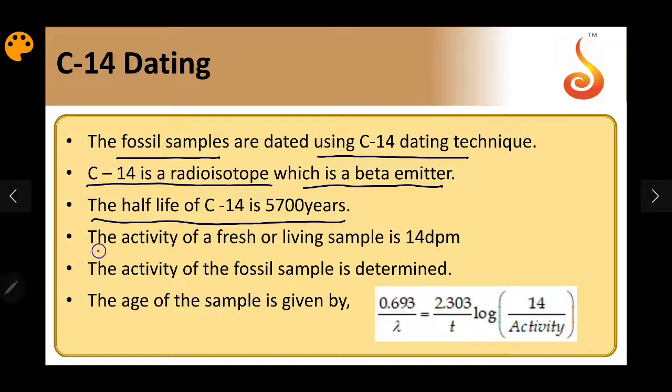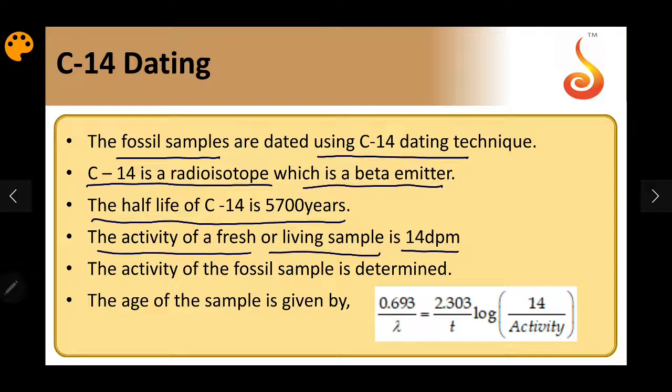The activity of a fresh or living sample is around 14 dpm. As long as the organism is living, there is intake and expulsion of carbon, so in the body the ratio between C14 and C12 remains the same. The activity of C14 in a living plant or animal is around 14 disintegrations per minute. Once the organism dies, there is no more intake of C14. Whatever amount of C14 is present in the dead sample will start decaying, so every 5700 years it becomes half of the initial value.